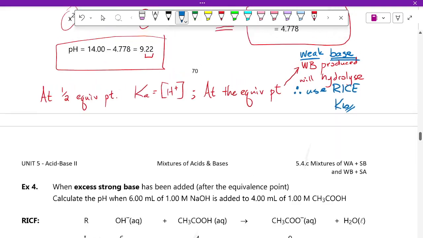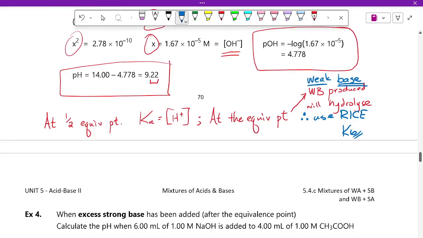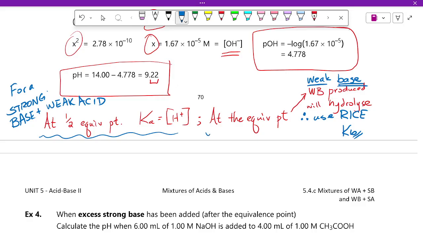Okay, so here we go. So that is what we do when we have a strong base plus a weak acid. So we can find the pH at the half equivalence point. We can find the pH at the equivalence point. And those are the only two we really need to be able to do. We can also find the starting pH, but then you've just got a weak acid, right? You know how to do weak acids.